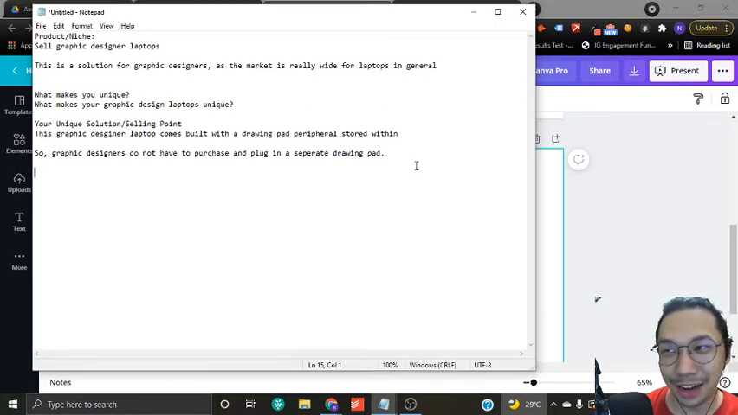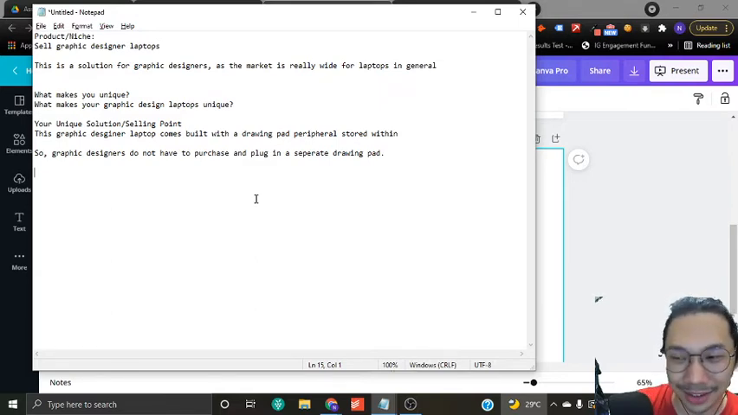So I've kind of accidentally thought about the solution that I wanted to solve, which is graphic designers do not want to buy extra stuff and plug in extra stuff because then their table can get kind of messy. I'm not sure if that's an actual problem. But yeah, I've kind of solved the problem by creating this product in my head. So that's one way to do it, which is you start with the product and niche.